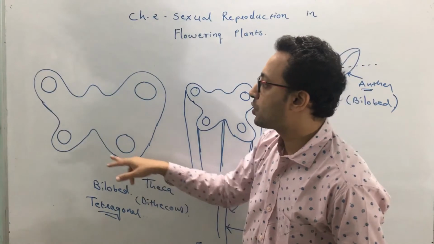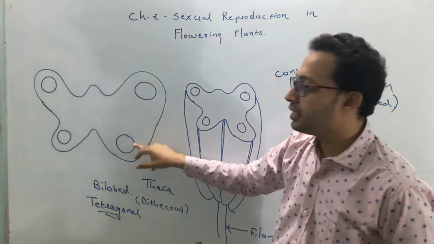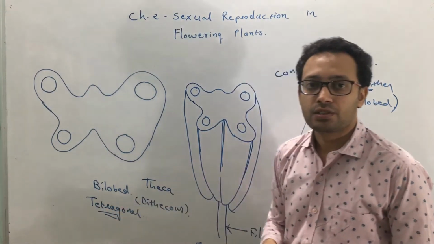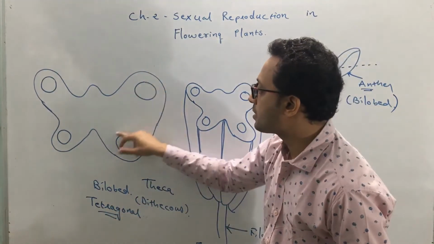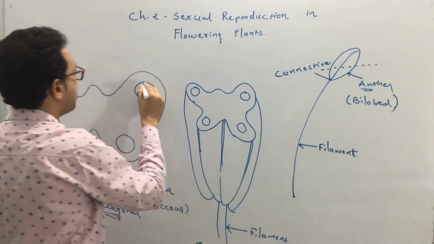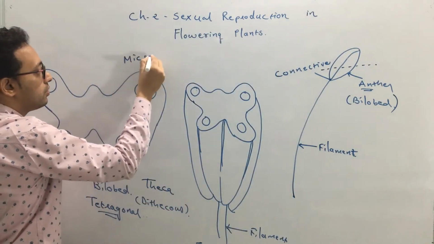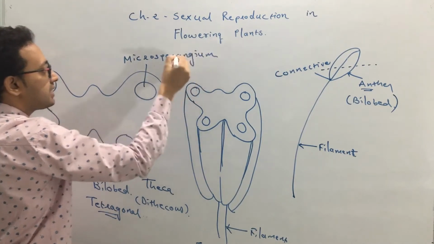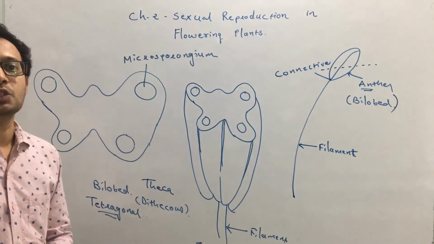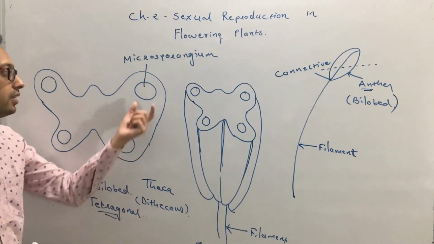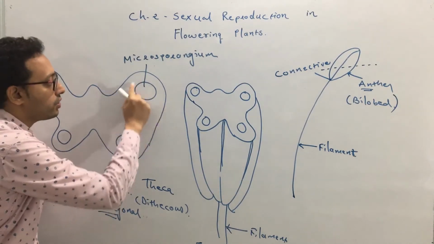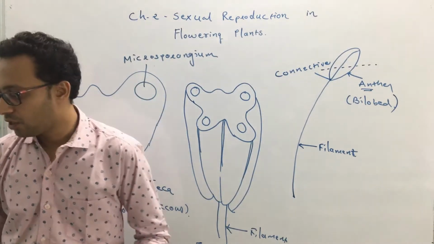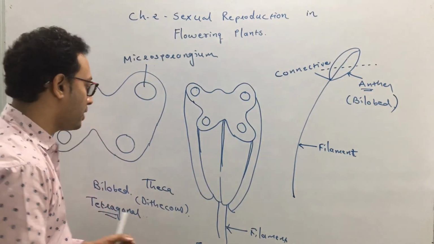How many sides or corners are present? 1, 2, 3, 4. There are 4 sides and corners, so it is called a tetragonal structure. Each corner contains a microsporangium. Microsporangium is singular; here there are 4, so it is called microsporangia. Now we will learn the individual structure of this microsporangium, what the structural components of a microsporangium are.